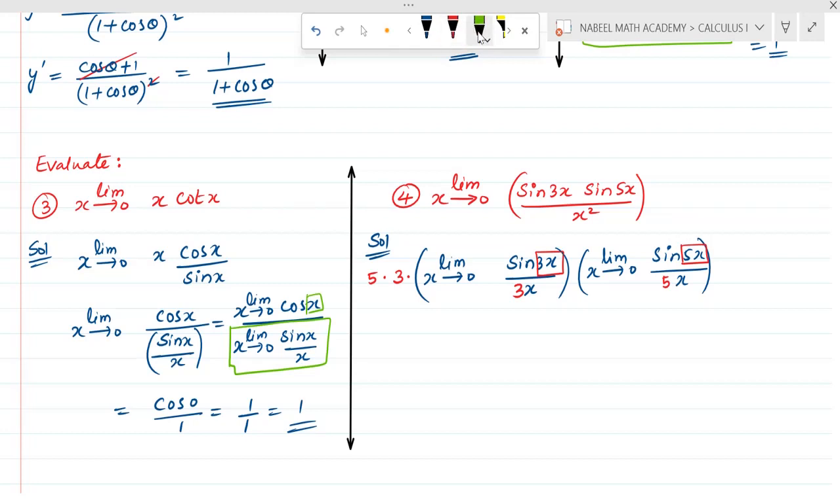So as per this rule, this one is equal to 1 and this one is equal to 1. So the final answer will be 5 times 3 into 1 into 1, which is equal to 15.